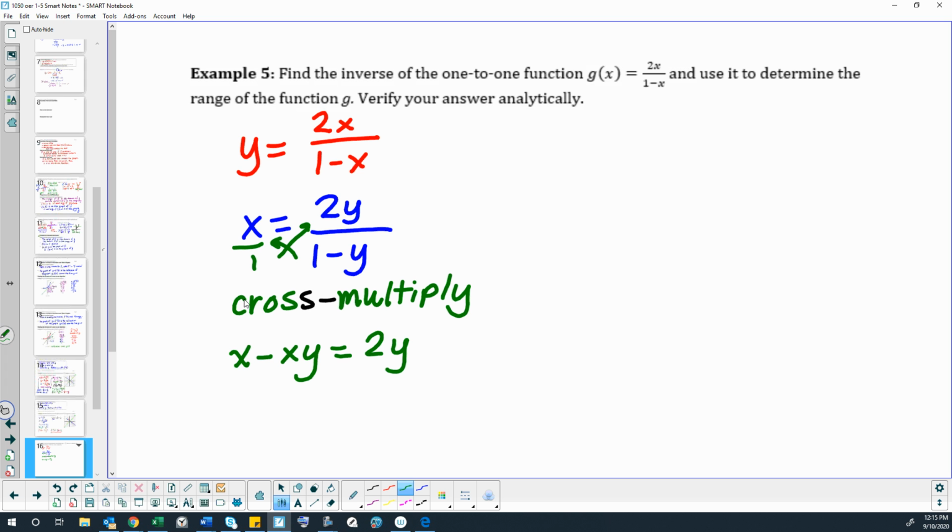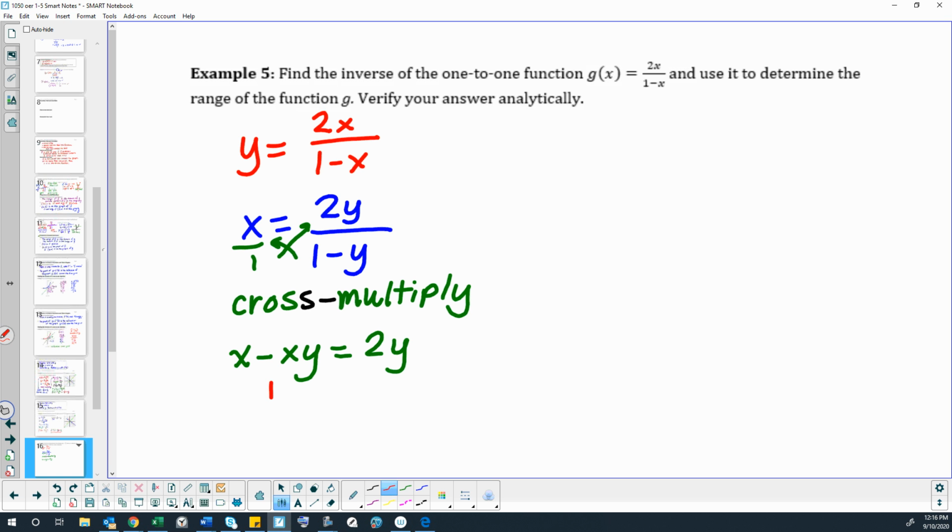Okay, now what I want to do is gather all my y's on one side. It doesn't matter which side. However, if I move the y's to the right, then that's all I have to move. But if I move the y to the left, which actually might look better, then I would also need to move the extra x to the right. So I feel like maybe just moving one term to the right would be best.